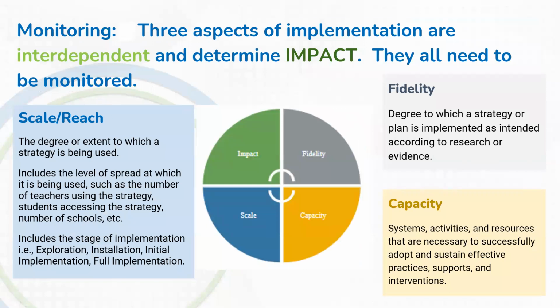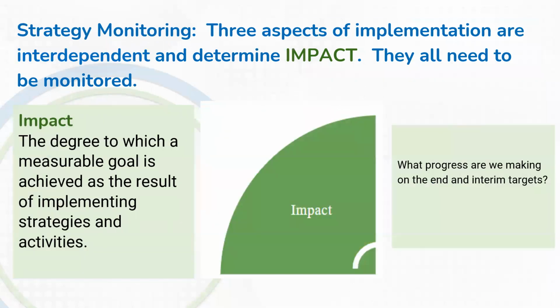All right, so just to recap what we've done, we've looked at scale and reach, fidelity, and capacity. All of those have to do with implementation. But then we look at impact. So did it make a difference? Did we get and follow our interim target measures and end target measures?